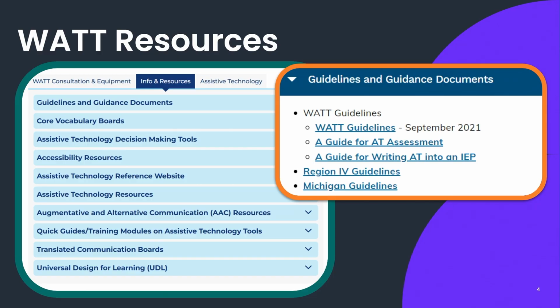If you look at the website and you navigate down towards info and resources, you'll find a variety of things there, such as our guidelines and guidance documents for assistive tech, which have some information about how to do an assessment, how to write AT into an IEP, as well as some regional and state guidelines pertaining to assistive technology. On our website, under Info and Resources, we also have some tools and supports for decision making, various accessibility resources, some references, and some information about UDL. You'll also find there our core vocabulary boards and the various translated communication boards, which we'll get into a little bit later.